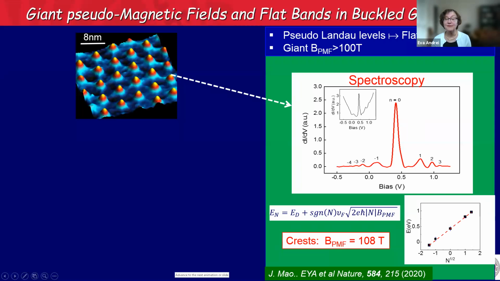And remember, this is the n equals 0 field. Remember, the wave function is sitting either on one sublattice or the other, depending on whether the field points up or down. And also remember, if the field points in one direction in the crests, it must point in the opposite direction in the valleys. In other words, we will have a separation of the wave function.